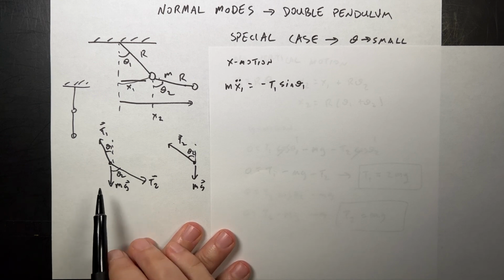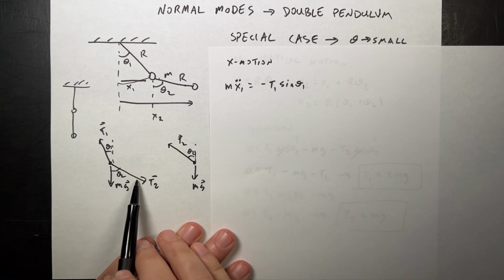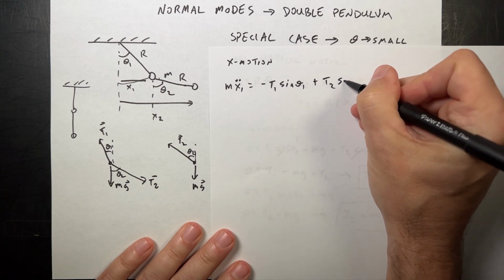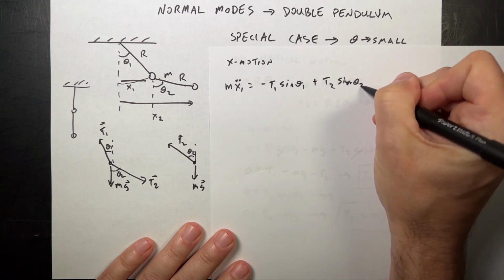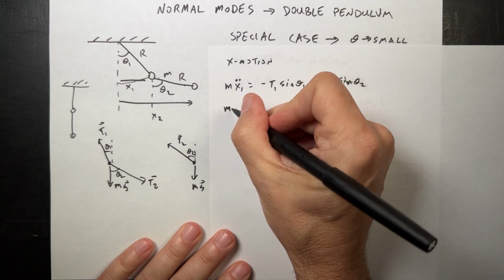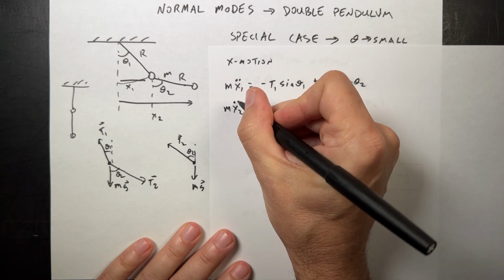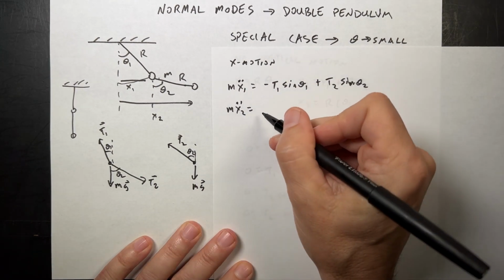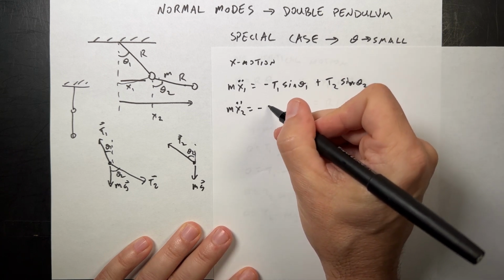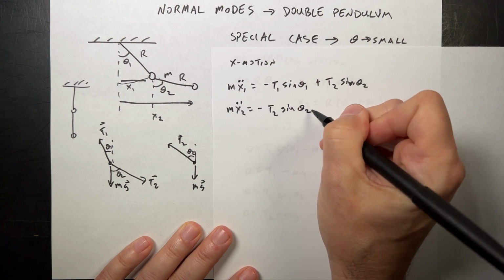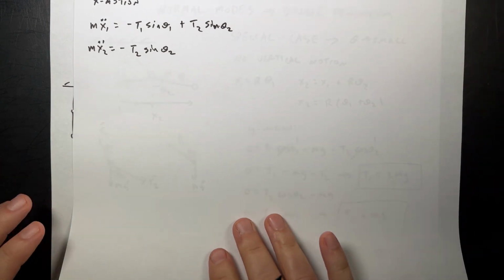The gravity pulls in just the y direction, and then I have this in the x direction, which is going to be plus T2 sine theta 2. Let's do the same thing for mass 2. mx2 double dot. This one only has one force in the x direction. It's going to be negative T2 sine theta 2. Okay.